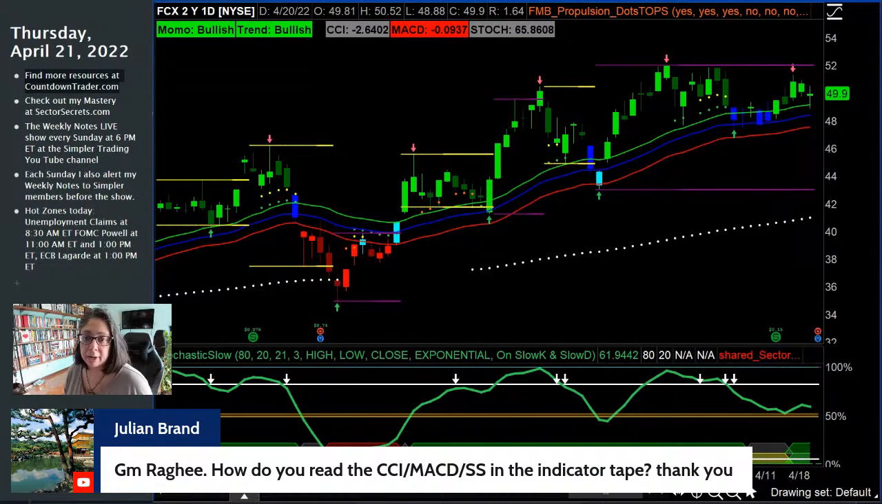MACD is a momentum indicator. When we are above the zero, it's generally a bullish environment. Below the zero, bearish. And slow stochastic, well, that's overbought, oversold. So the actual trade flags, where I've made them just labels, allows me to see what that indicator is doing without taking up all that room on the bottom of my chart.